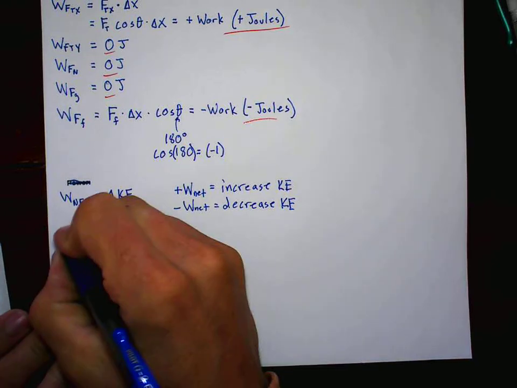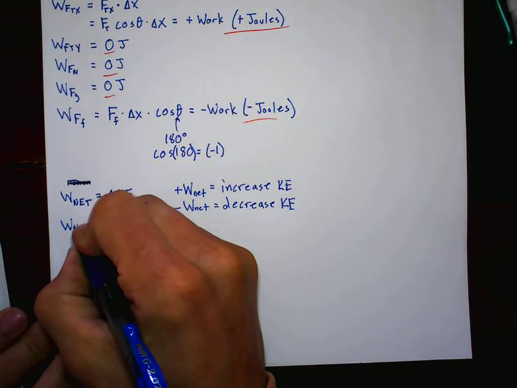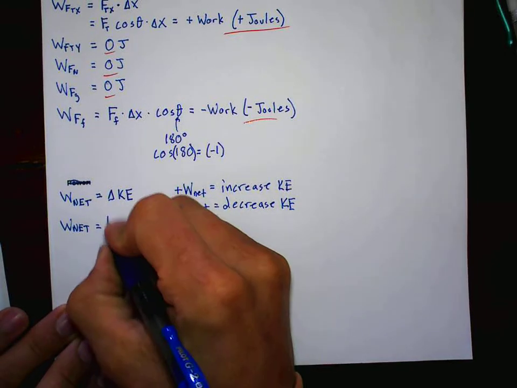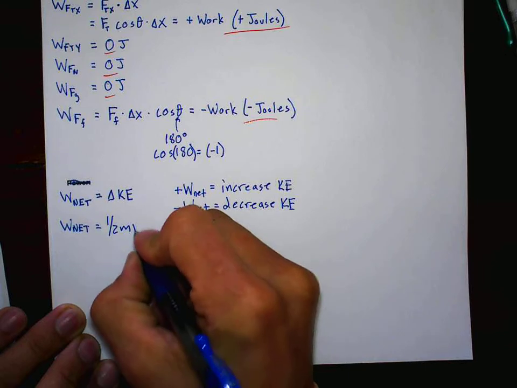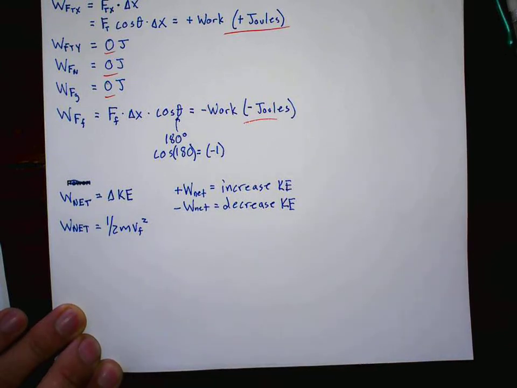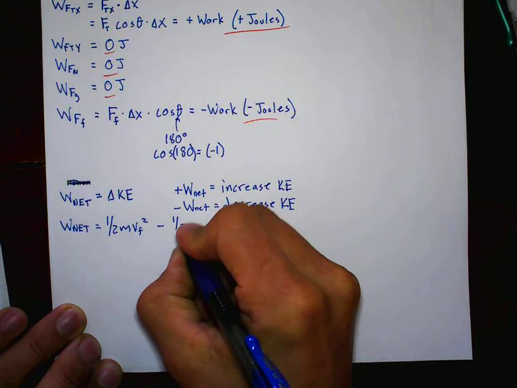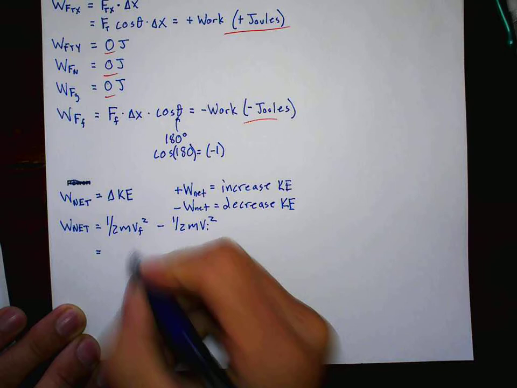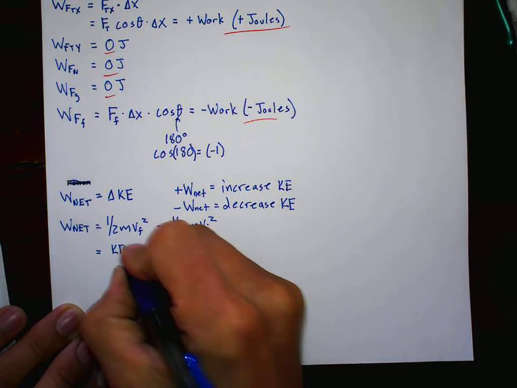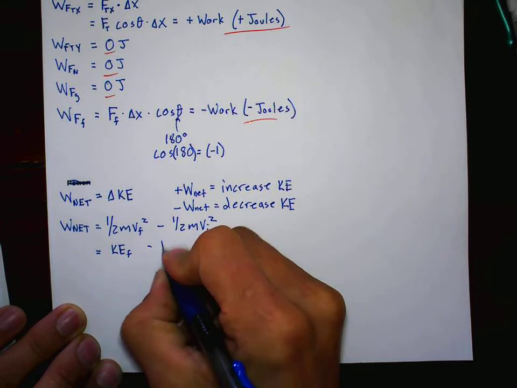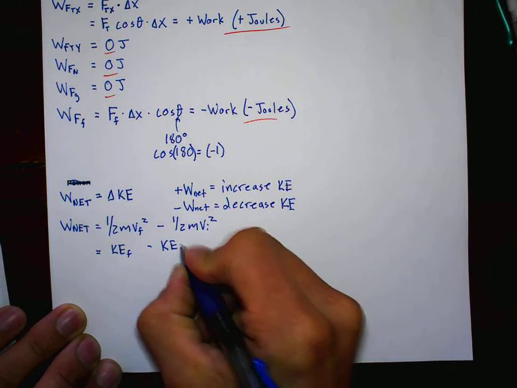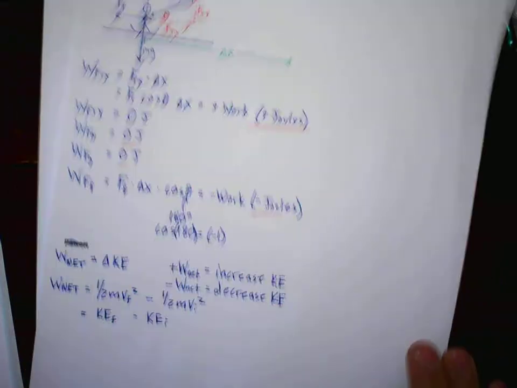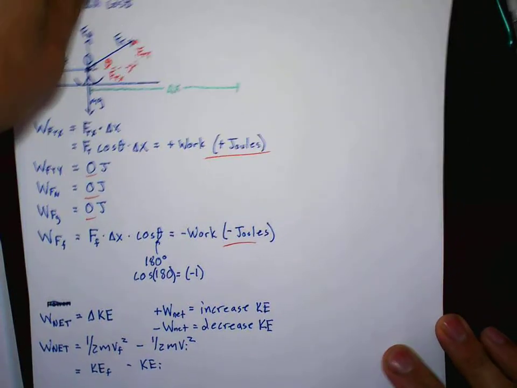We can expand this a little bit. Work net is equal to delta KE, 1/2 m v final squared minus 1/2 m v initial squared. That is our change in kinetic energy. We have KE final minus KE initial. Change in kinetic energy. Now some things we're going to do with this.